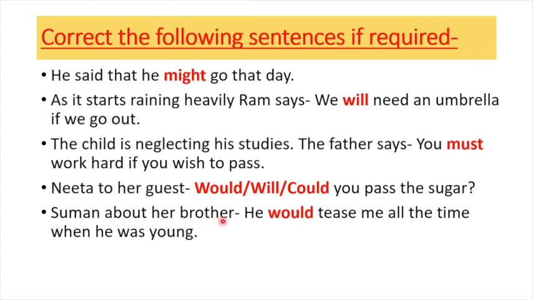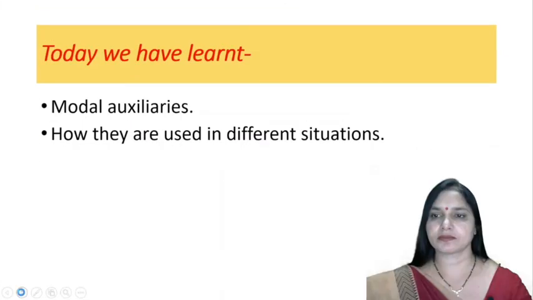Suman is talking about her brother. He would tease me all the time when he was young. Instead of will, we will use would. Why? Because it is talking about past habit. When he was young, this was his habit. So, would must be used. I hope you have understood the correct usage of these modals now.